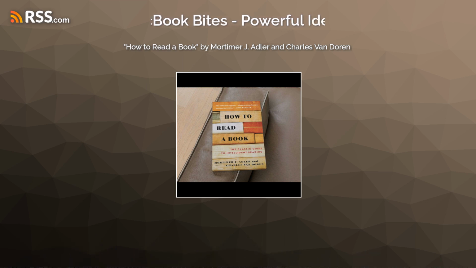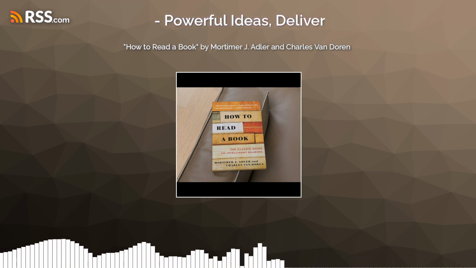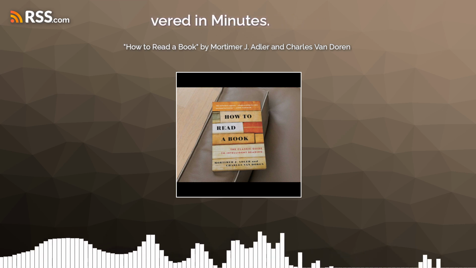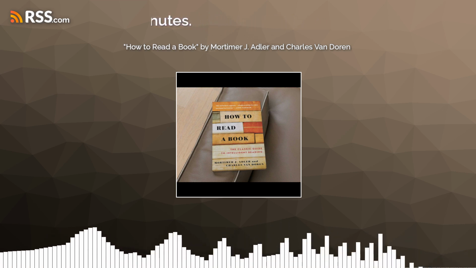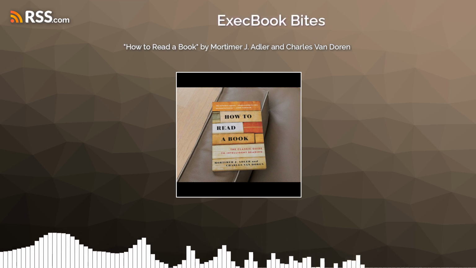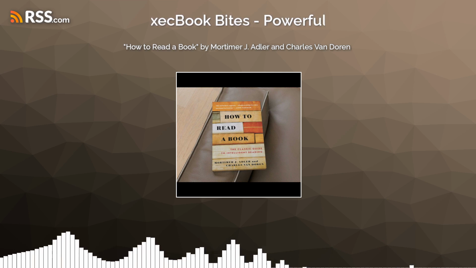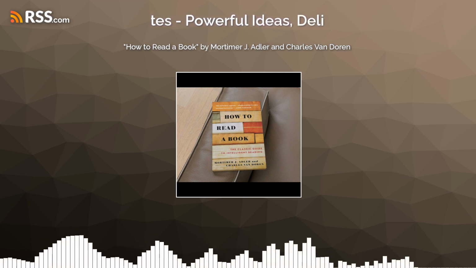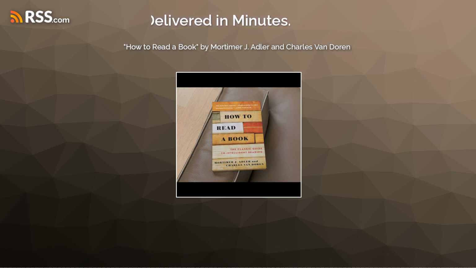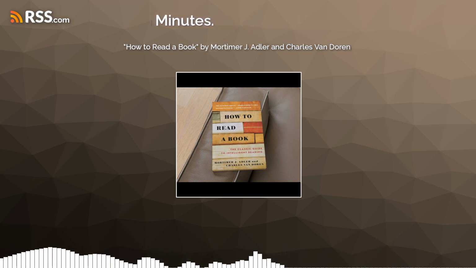How to Read a Book by Mortimer J. Adler and Charles Van Doren. Synopsis: How to Read a Book by Mortimer J. Adler and Charles Van Doren is a comprehensive guide on improving reading skills for deeper understanding and lifelong learning. It categorizes reading into 4 levels: elementary, inspectional, analytical, and syntopical, each requiring increased skill and effort.